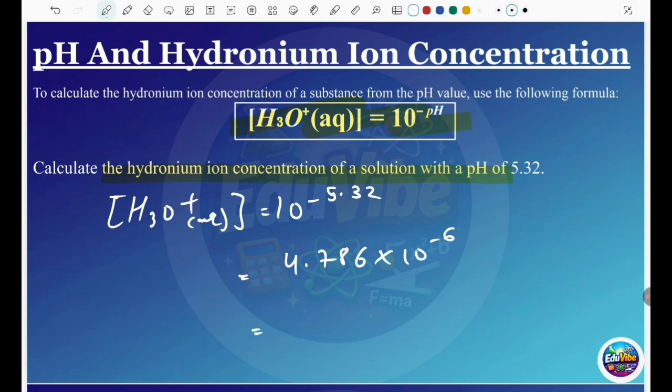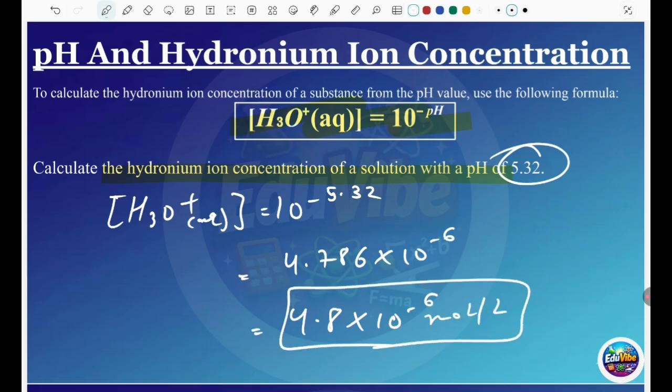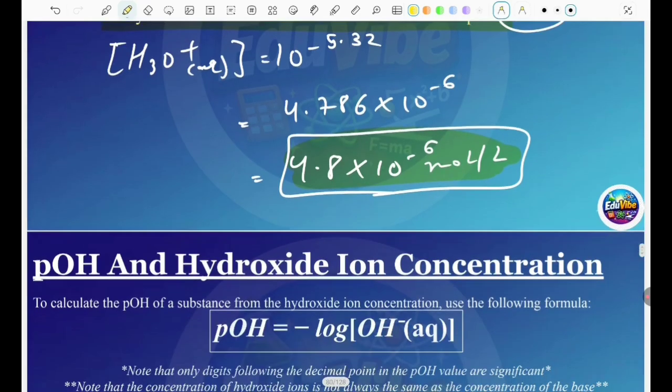So how many significant figures do you have? You have 2, right? So 4.8 for the concentration, you have to count as you have done, times 10 raised to minus 6 moles per liter. So that's how the hydronium ion concentration can be found. It's easy, so you can find it on your own.